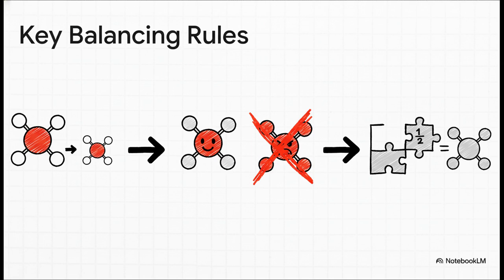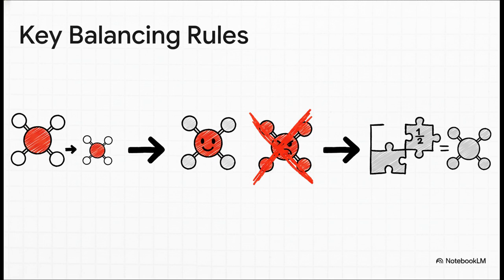So if you end up with coefficients like 2, 4, and 6, you need to simplify them down to 1, 2, and 3. Second, and this is maybe the most important rule of all, never change the little subscript numbers in a formula. Changing H2O to H2O2 doesn't balance your equation. It changes your ingredient from water to hydrogen peroxide.